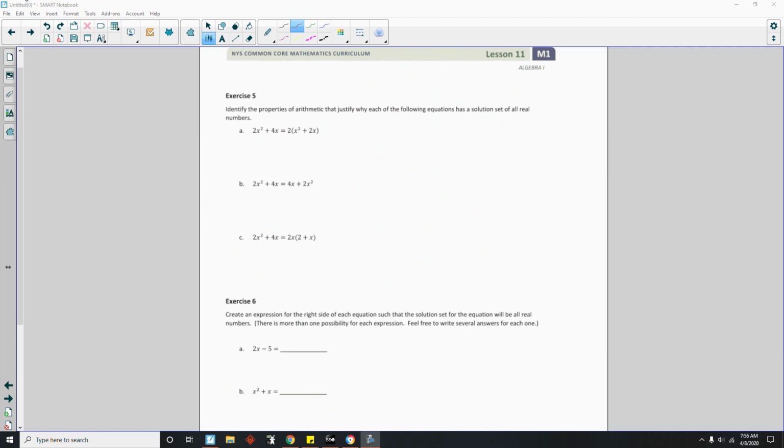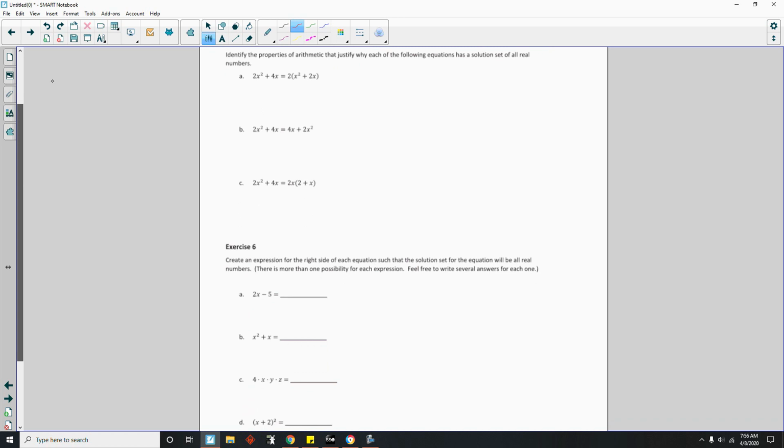Okay, here's page 6. More exercises. So pause the video, see if you can do these on your own, and then come back. Okay, here we go. Identify the properties of arithmetic that justify why each of the following equations has a solution set of all real numbers. So looking at A, it says 2x squared plus 4x equals 2 times the quantity x squared plus 2x.